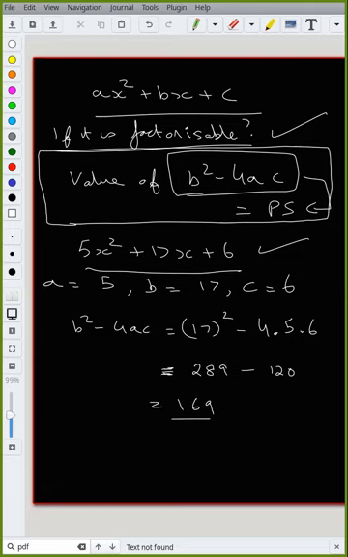Are there any doubts? Sir, in our school, ma'am told us that if the value of b squared minus 4ac is equal to a perfect square or 0 as well. Is 0 a perfect square? What's the square root of 0? 0. Then is it a perfect square? Got it? Right?